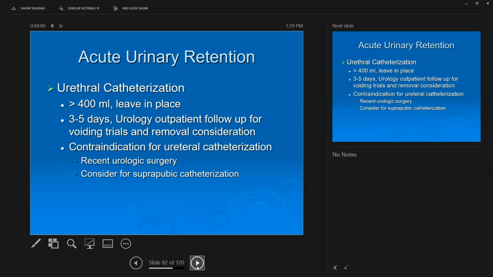Sometimes in those patients, when they do follow up with urology as an outpatient in a few weeks, they will do voiding trials for them. So they'll clamp the Foley catheter for a while, see how much they're retaining, take the catheter out, and then try to see if they are able to empty their bladder fully. That's something that's kind of done as an outpatient.